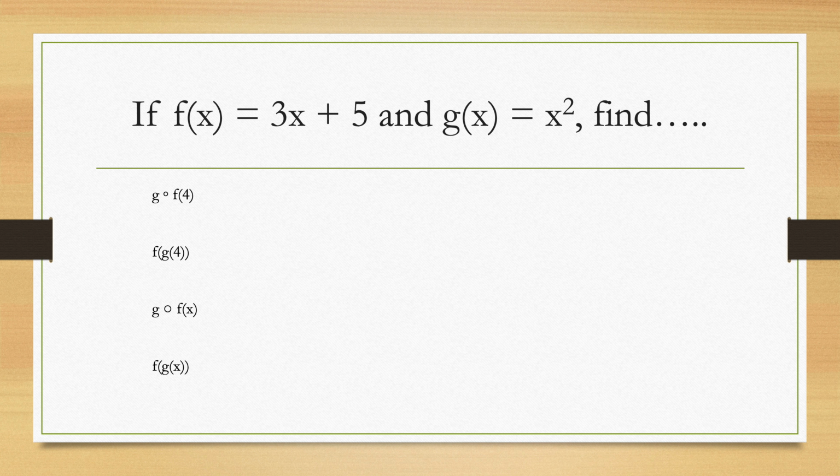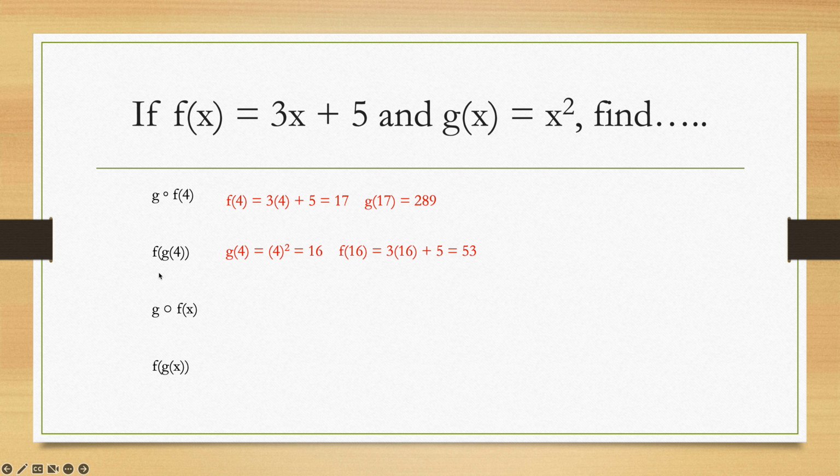All right, so remember we read these right to left. First, we have to find f of 4. F of 4 is 3 times 4 plus 5, which is 17. And then that output of f becomes the input of g. G of 17 is 289, because that's what 17 squared is. G of 4. I hand a 4 to g. It squares it right away. You get 16. Then that, the output from g, becomes the input for f. F of 16 is 3 times 16 plus 5, which is 53.